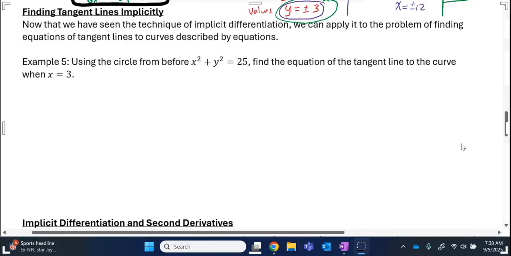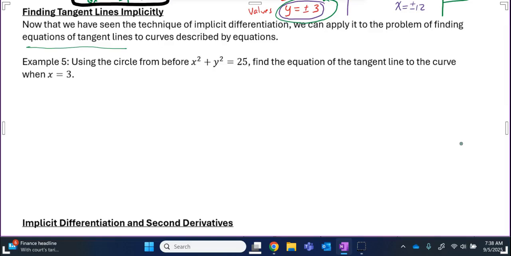Here we have the topic finding tangent lines implicitly. Implicitly is the method we're using, implicit differentiation. Now that we've seen this technique, we can apply it to the problem of finding equations of tangent lines. That's something we've done again and again and again using y minus y1 equals m times x minus x1.